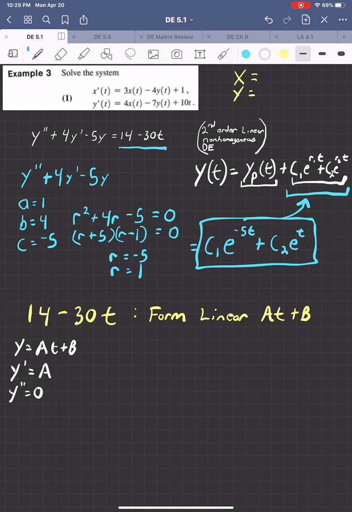Now, what do we do with this information? Well, that information is what goes into our y double prime plus 4y prime minus 5y, if you recall.